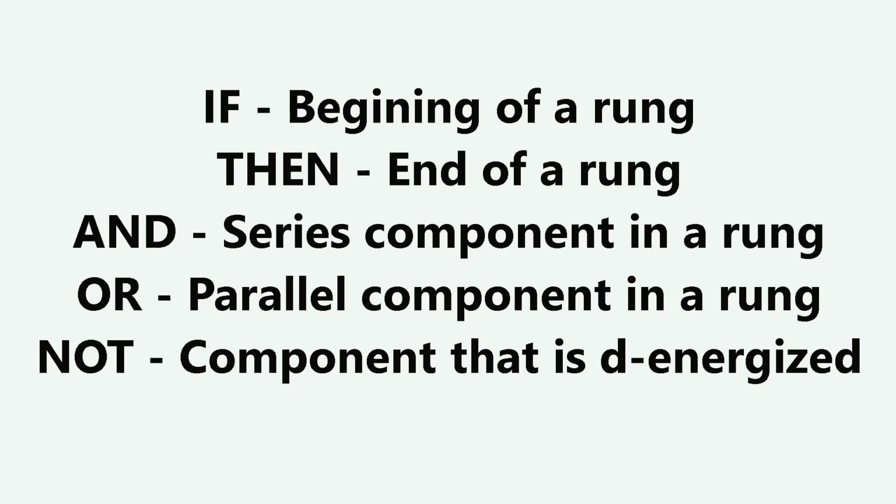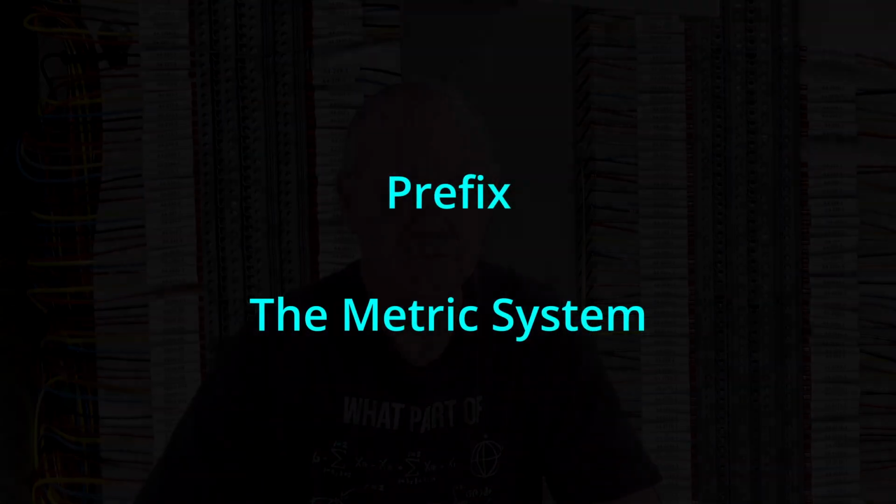Or means that it is a parallel component in a rung, which means that if any one of those components is turned on, it will conduct through that circuit. And not typically means that the component is in its de-energized state. Those are very important when you're describing your work to someone else, trying to figure out a problem on the phone, things like that. It's very important to know those. Other people will understand you if you use these terms.